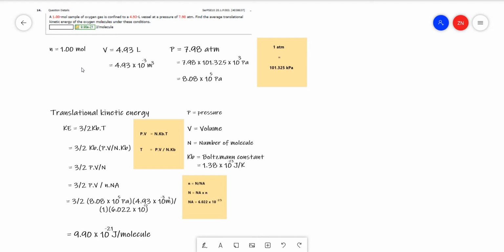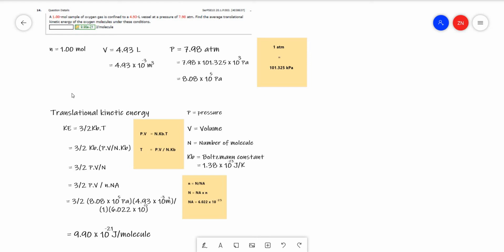Today I will be discussing with you all question number 14 in tutorial 4. This question lies under chapter 20, which is the kinetic theory of gases. First of all, I am going to read the question. A 1.0 mole sample of oxygen gas is confined to a 4.93 liter vessel at a pressure of 7.98 atm. Find the average translational kinetic energy of the oxygen molecules under this condition.